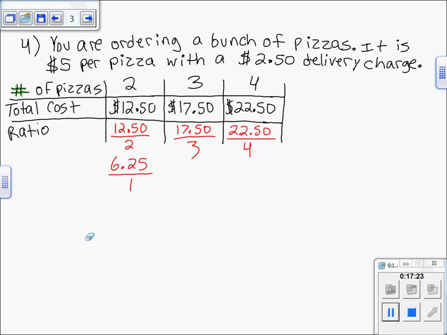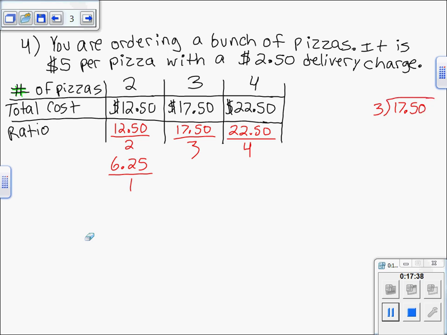Remember, that included the delivery fee. That's why that was more than $5. So now we're going to do it again for the second one. We're going to do $17.50 divided by 3. I don't blame you if you don't necessarily know that right off the top of your head. So that's not a problem. We can do long division.